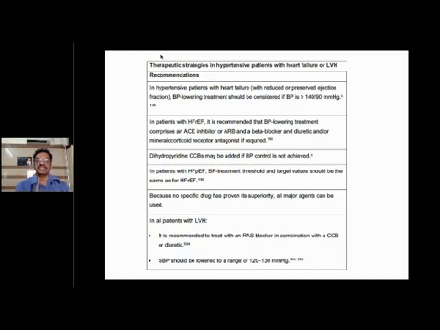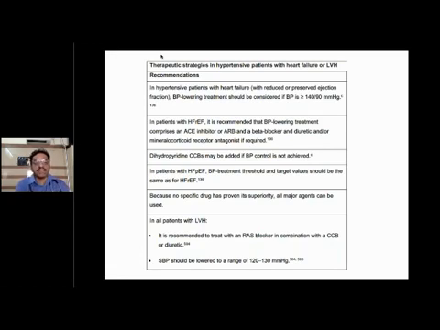Remember, a dihydropyridine CCB may be added if BP control is not achieved. Otherwise, calcium channel blockers have no role here, because they have been shown not to be good for patients with heart failure. So it is added as a fourth drug when the blood pressure is not controlled, not for heart failure.